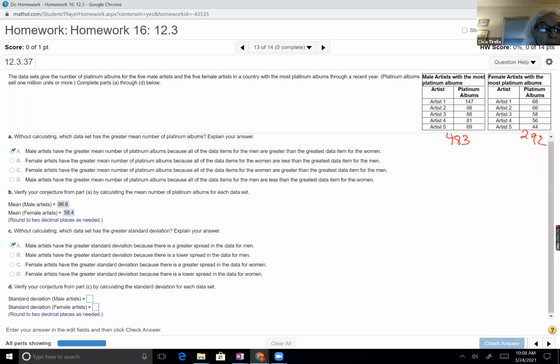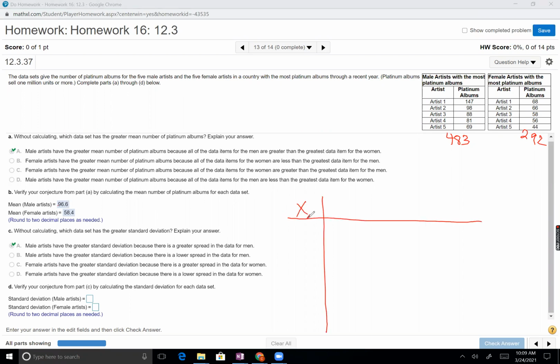And then they want you to find the standard deviation for each. And so to find the standard deviation, we would have to go through for each and find the actual standard deviation. So go ahead. That's where I got stuck. So that's the value, the mean for the men. Are you all right if we just do one of the two? Sure.